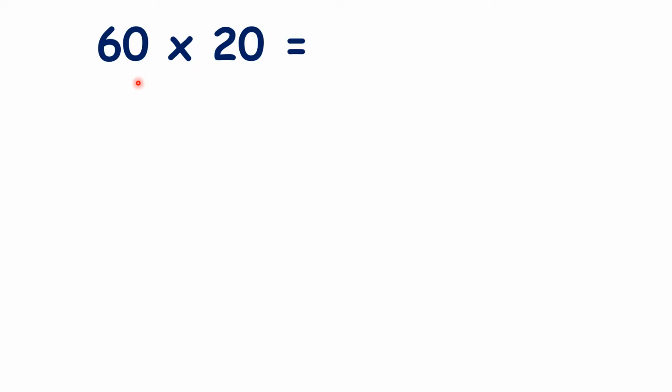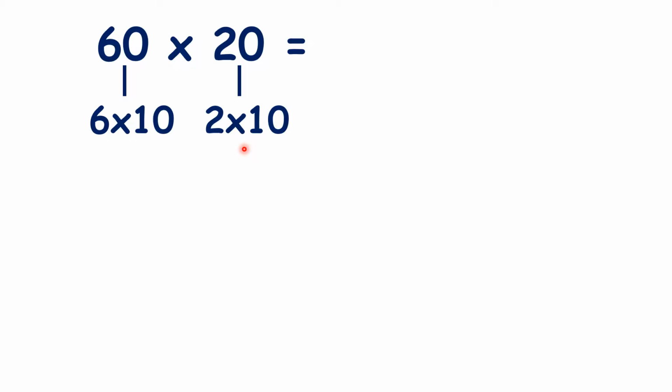So we know that understanding how factor pairs work can help us to understand how to multiply two multiples of 10, so two numbers with 0 units. 60 is the same as 6 times 10. 20 is the same as 2 times 10. So we start by multiplying the numbers that are not 0, so 6 times 2, which is 12.